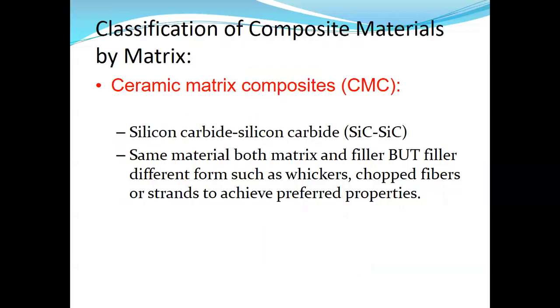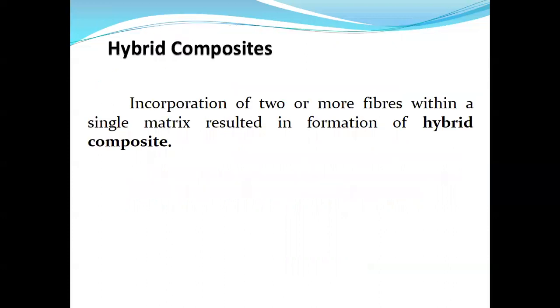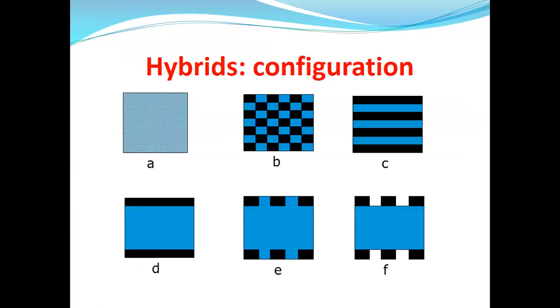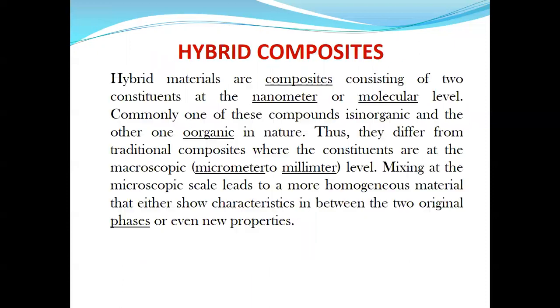Then classification of composite material by matrix. A ceramic matrix composite, in which silicon carbide and silicon carbide are the same material, both matrix and filler, but the filler differs in the form of whiskers or fibers or strands to achieve the preferred properties. A hybrid composite means the incorporation of two or more fibers within a single matrix results in the formation of hybrid composites. These are the different hybrid configurations.